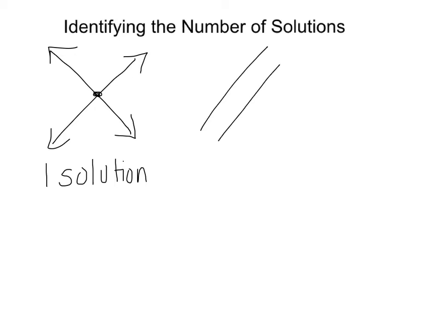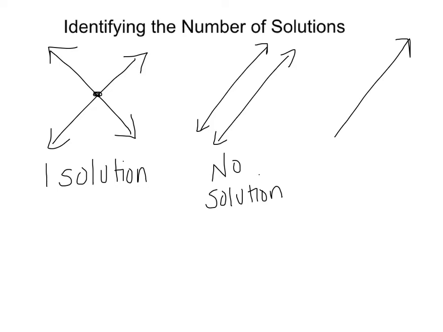If we were to have parallel lines, which by definition never cross, there would be no solution to the system. Okay, and then the last one is if they had the same equation, they would be the same line. This would be an infinite number of solutions. Okay, so I wanted to refresh your memory. So how are we going to tell that?